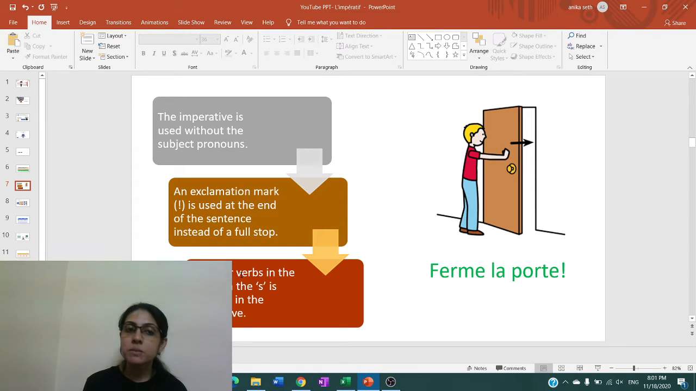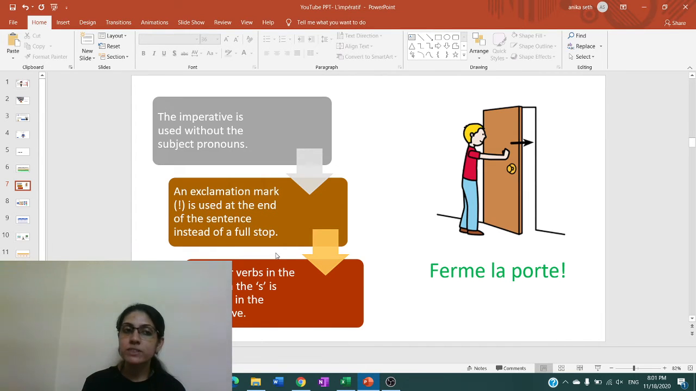Next is that an exclamation mark is used at the end of the sentence instead of a full stop. So, in a normal statement, we put a full stop. This imperative is not a statement, it is an instruction, it is an order. So, for that, we put an exclamation mark at the end of the sentence instead of a full stop.